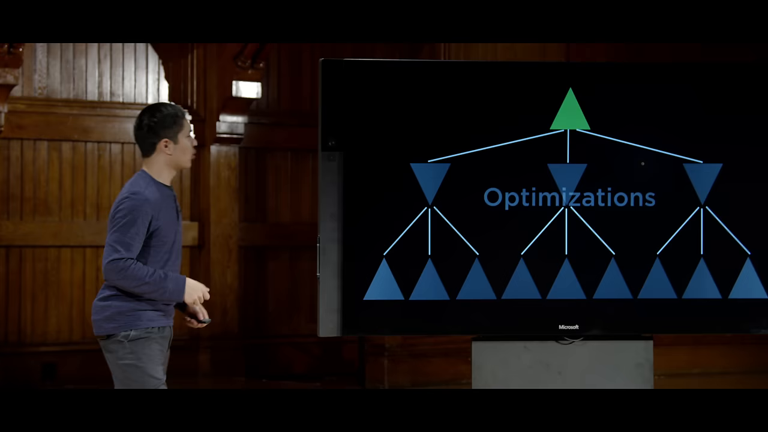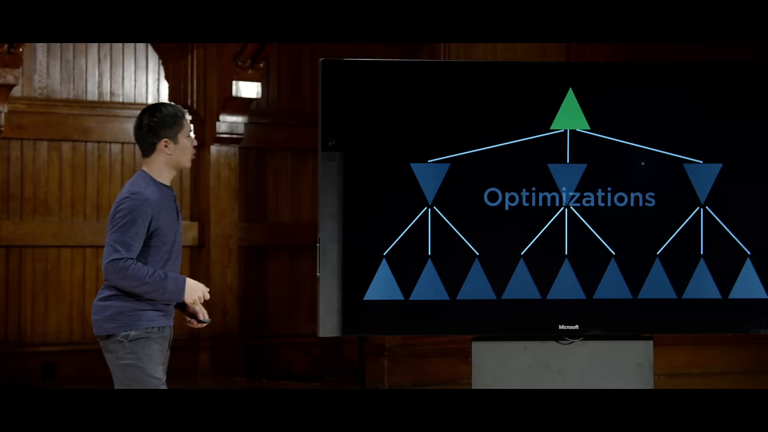So the next question to ask is, what sort of optimizations can we make here? How can we do better in order to use less space or take less time to be able to solve this kind of problem? And we'll take a look at a couple of possible optimizations. But for one, we'll take a look at this example.